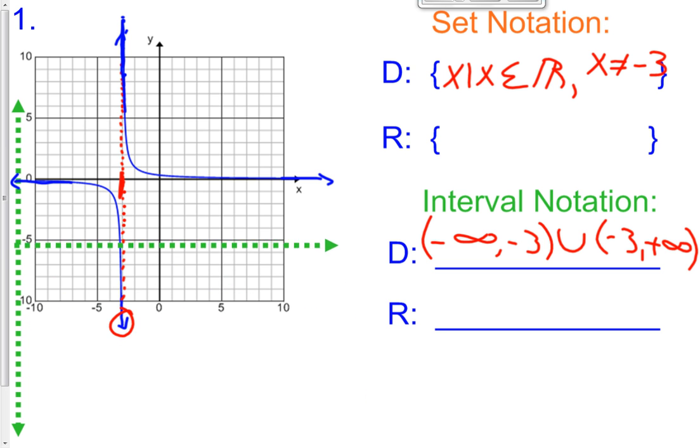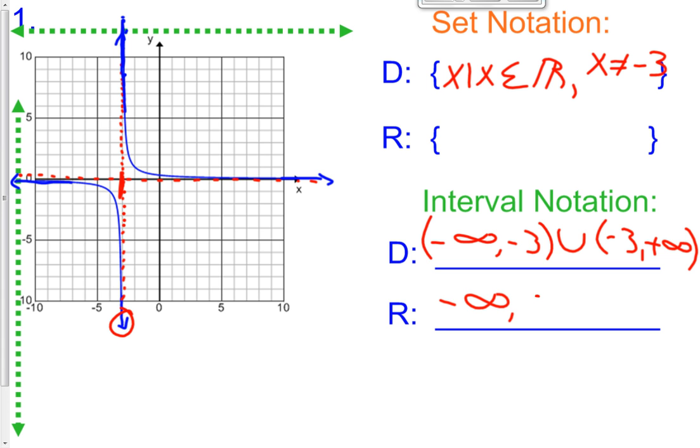And how high does it go? It goes as high as my asymptote, which in this case is this line, y equals 0. So it goes to 0, and then it picks up on the other side of 0, and it shoots all the way to positive infinity. So negative infinity to 0, and then from 0 to positive infinity. There's going to be your range. Negative infinity to 0, union 0 to positive infinity.